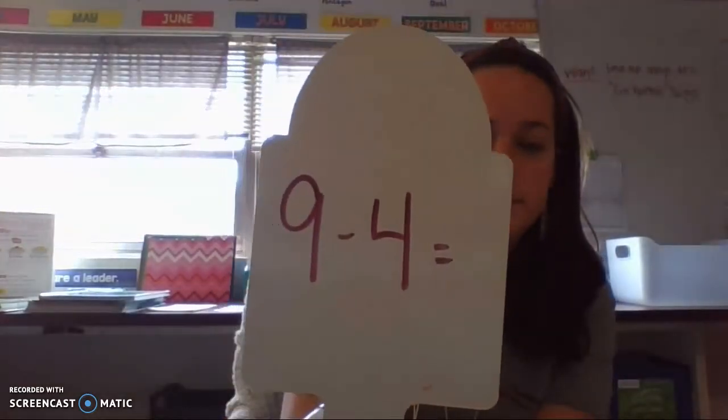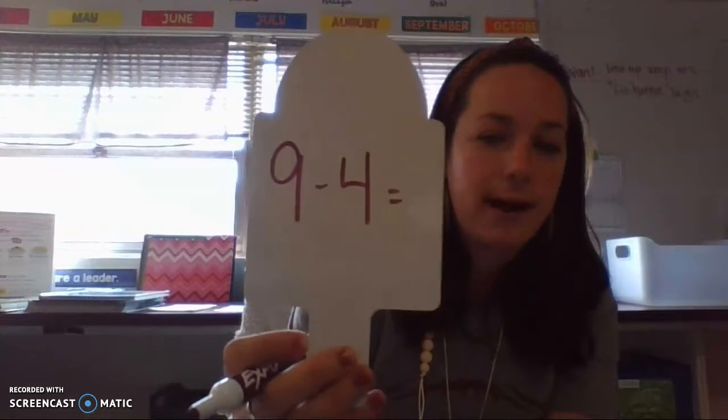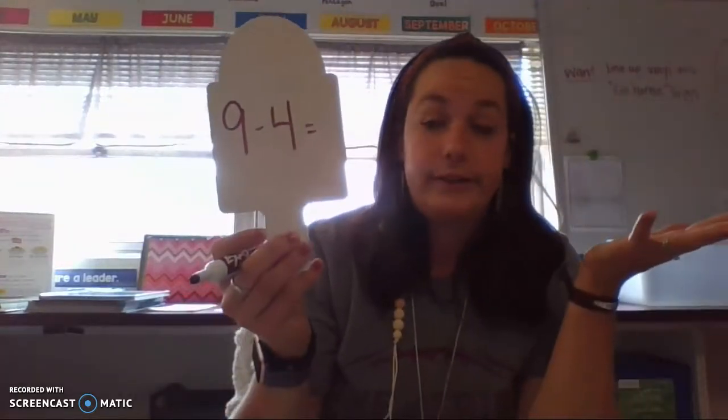Okay, so I'm going to show you mine. That's what mine looks like. 9 minus 4 equals, I don't know. So this is where we've got to talk about different strategies with solving equations. Okay? Remember, there's not just one correct way to solve.